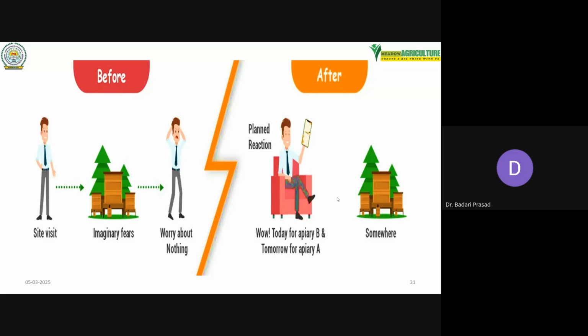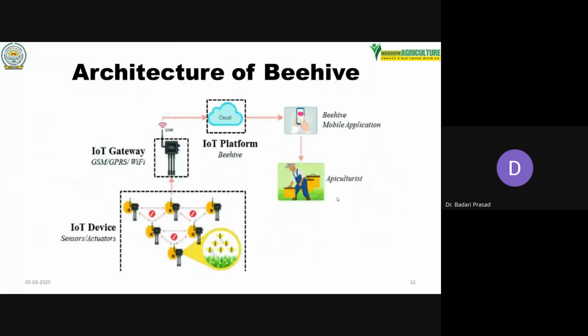In order to avoid that, if you use artificial intelligence and machine learning technologies, just by sitting far away from an apiary, a farmer can adopt a better management practice rather than looking into each and every hive. Just by putting a third eye on the apiary, he can simply relax at home and take any decisions favorable for that management. So here we have the architecture of the beehive.